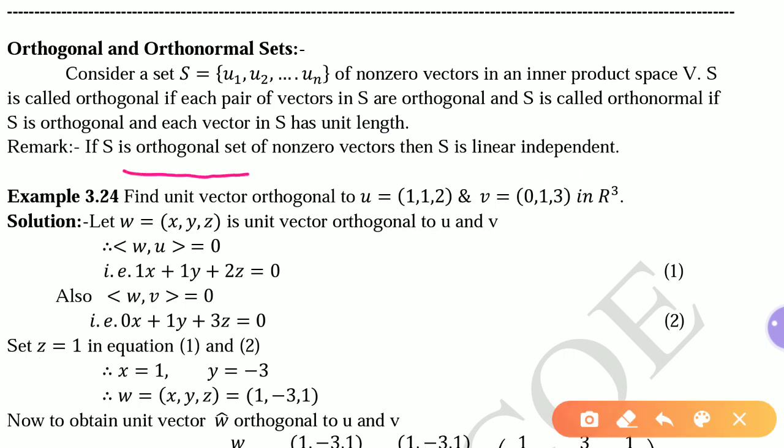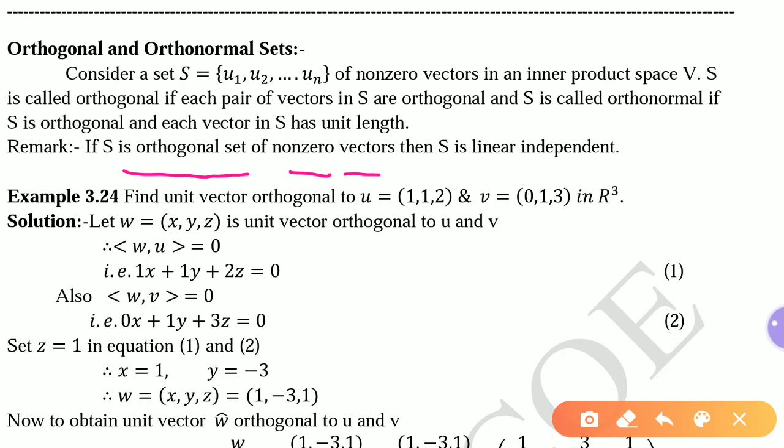Find a unit vector orthogonal to u equal to (1, 1, 2) and v equal to (0, 1, 3) in R3. Let w be that vector. We are going to calculate one vector which is perpendicular, orthogonal, to u and v in R3, and it is of unit length.